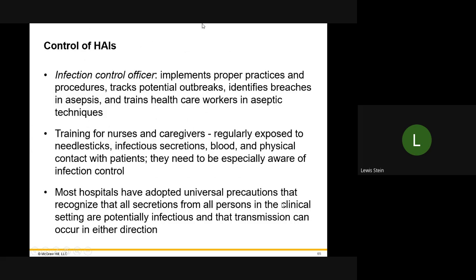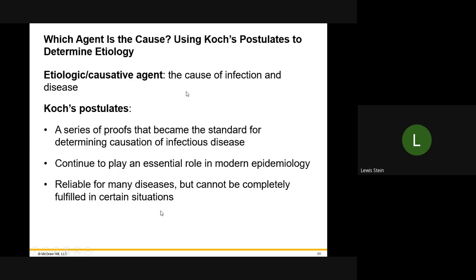So all of these types of things. And so now you're seeing a lot more about universal precautions. Causative agents. This goes back to Koch. He was the first one to come up with this. His postulates were basically like a chain of evidence if you were watching a crime show. The standard for determining causation continues to play a role, reliable but not completely, because things don't spread that way.